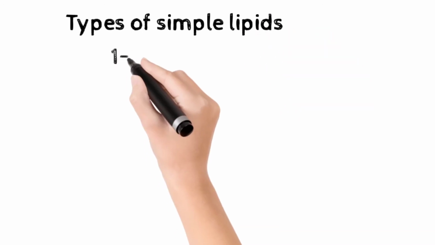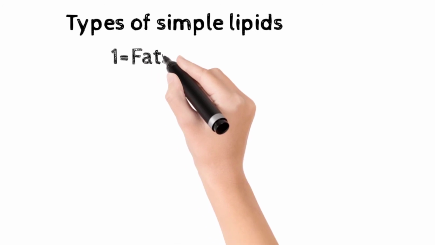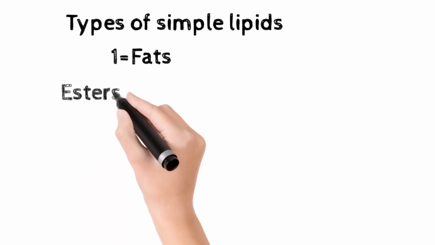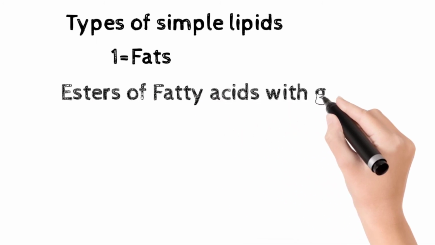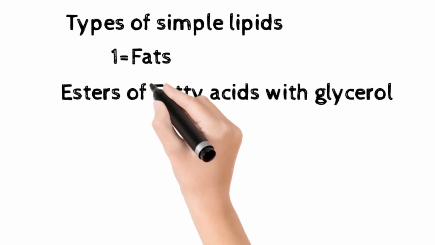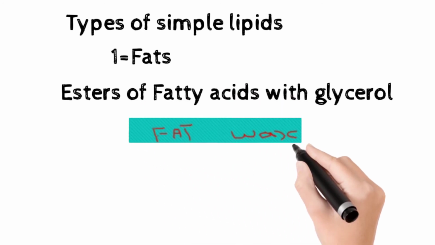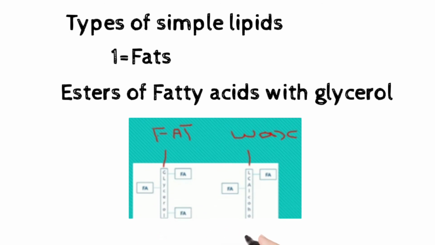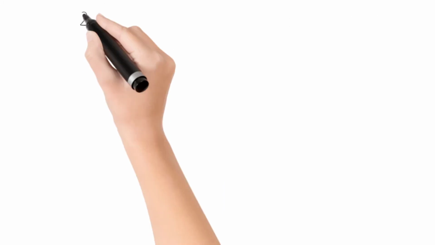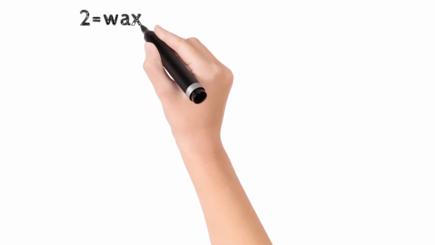Now after the definition of simple lipids, come to the types of simple lipids. There are 2 types of simple lipids. Number 1 is fat, number 2 is waxes. Now how do we define fat? Esters of fatty acid with glycerol are called fat. Actually when alcohol makes a bond with fatty acid, this bond is known as ester. Now look at the diagram. Fat has glycerol in the center and fatty acids attached to it.